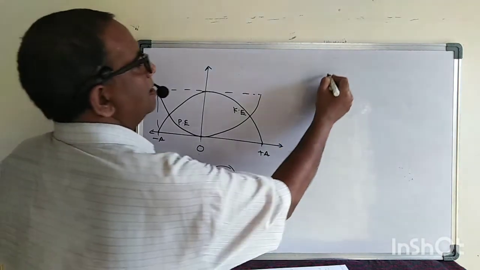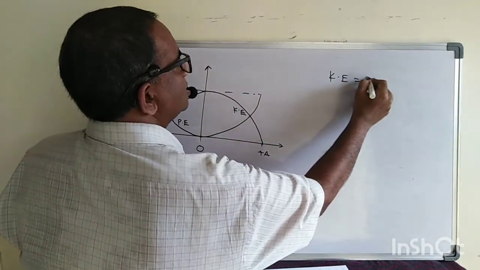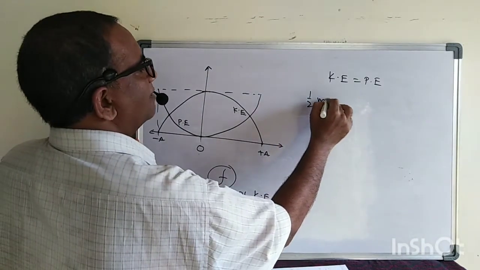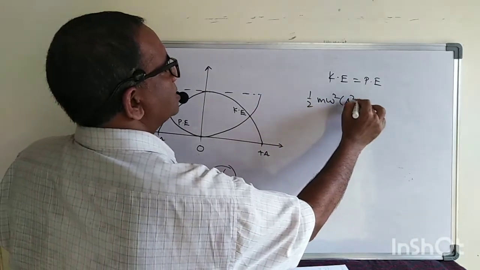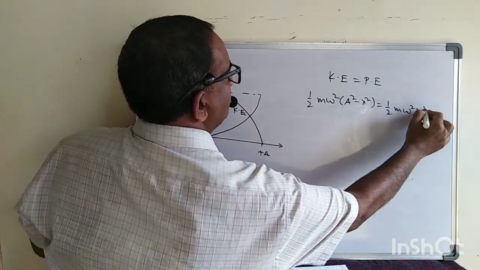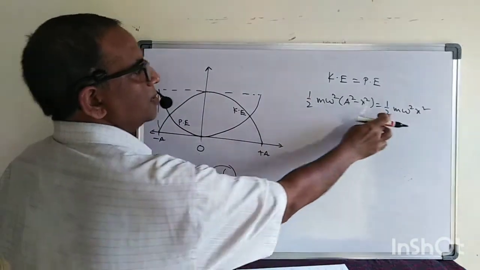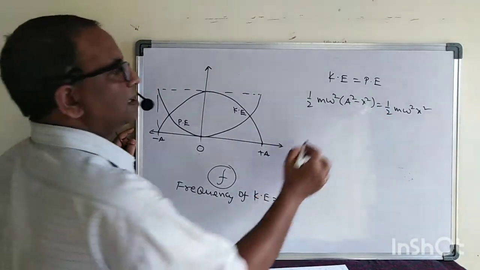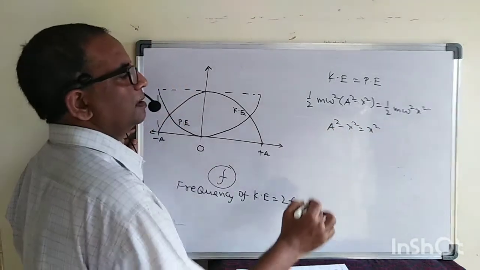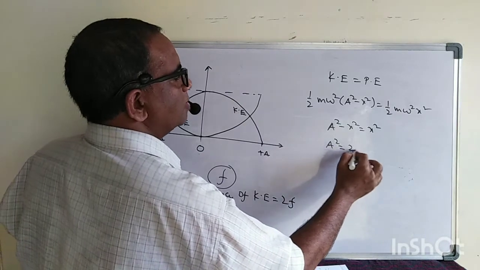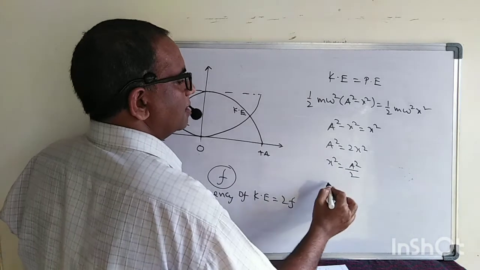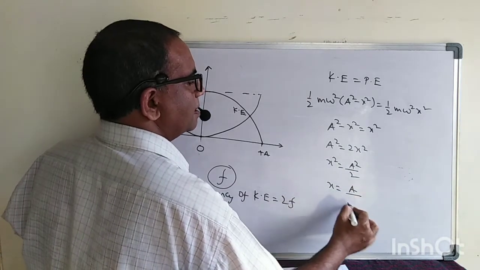See carefully here. We have kinetic energy equals potential energy. What is the kinetic energy formula here? It is half m omega square into a square minus x square. This one is half m omega square into x square. Therefore half m omega square cancels. Therefore a square minus x square is equal to x square. Therefore a square is equal to 2x square. Therefore x square is equal to a square by 2. Therefore x is equal to how much here? A by root 2.